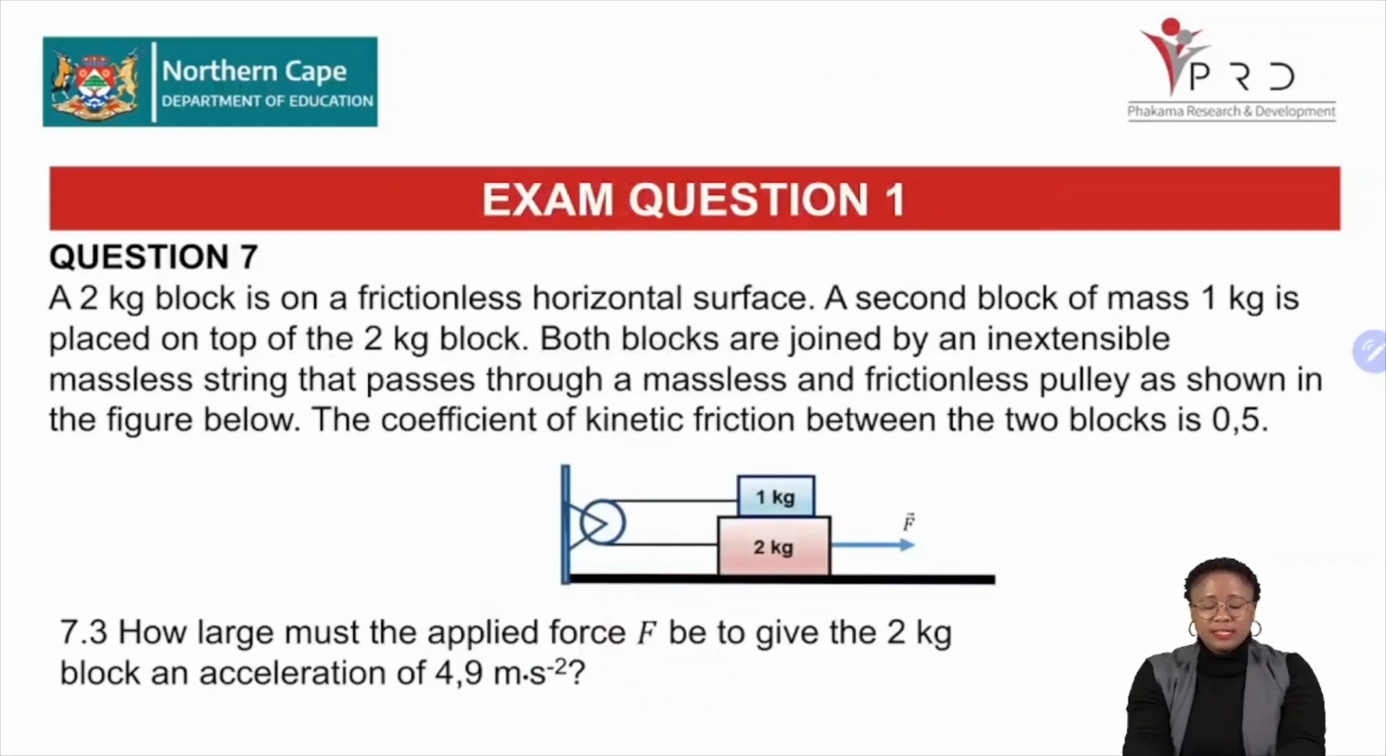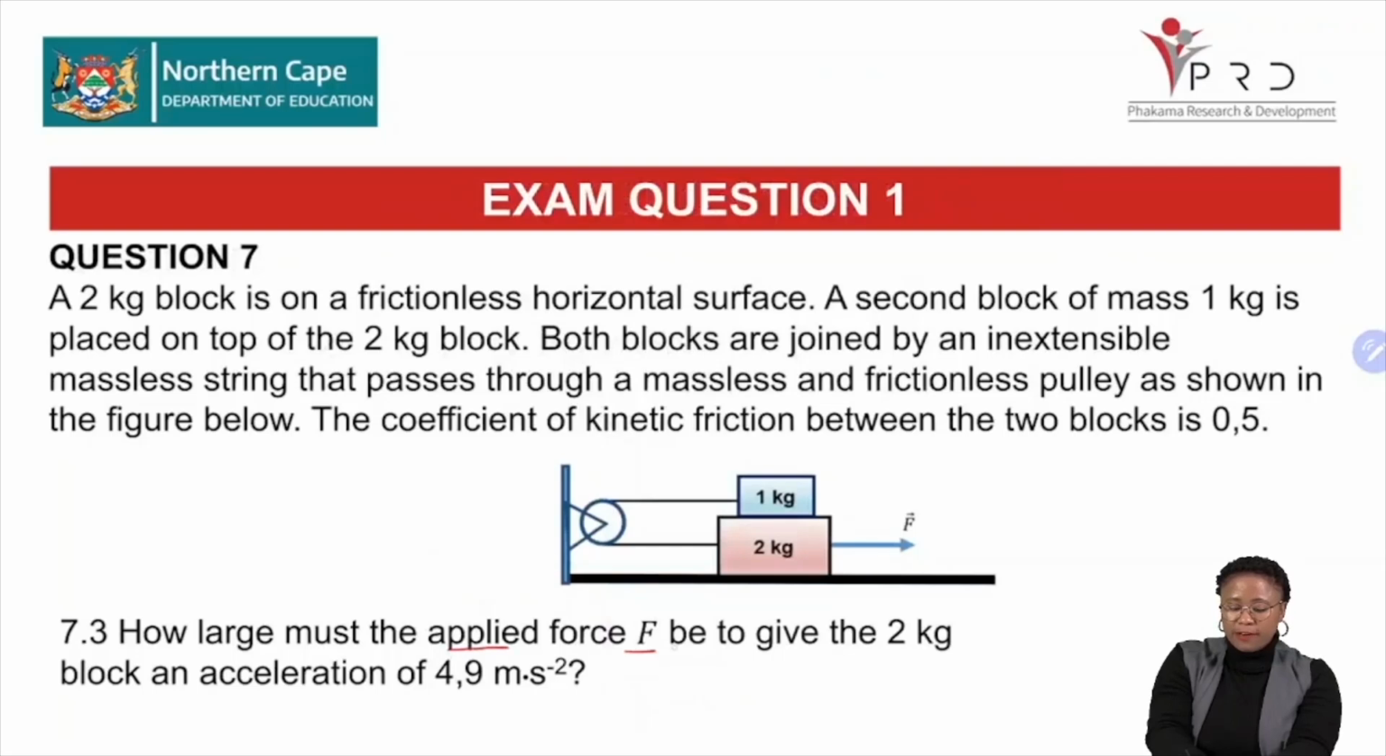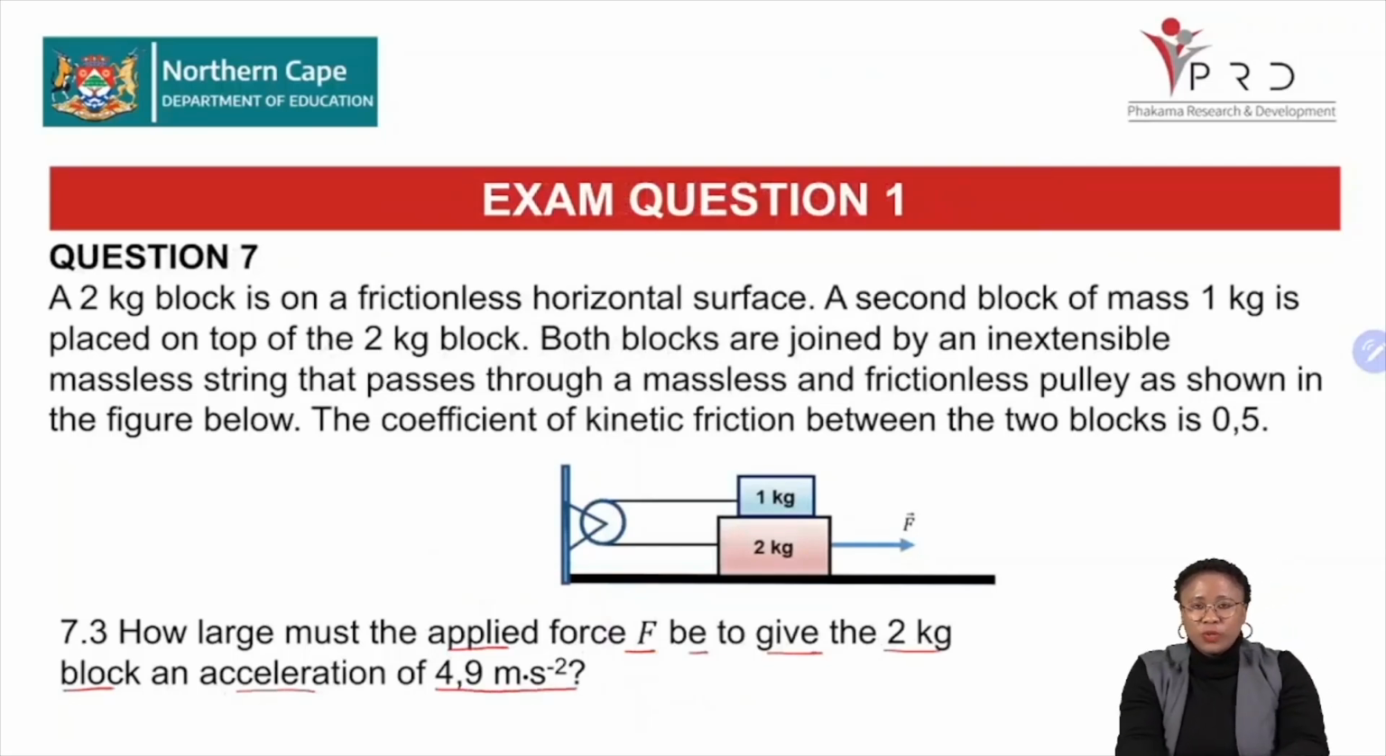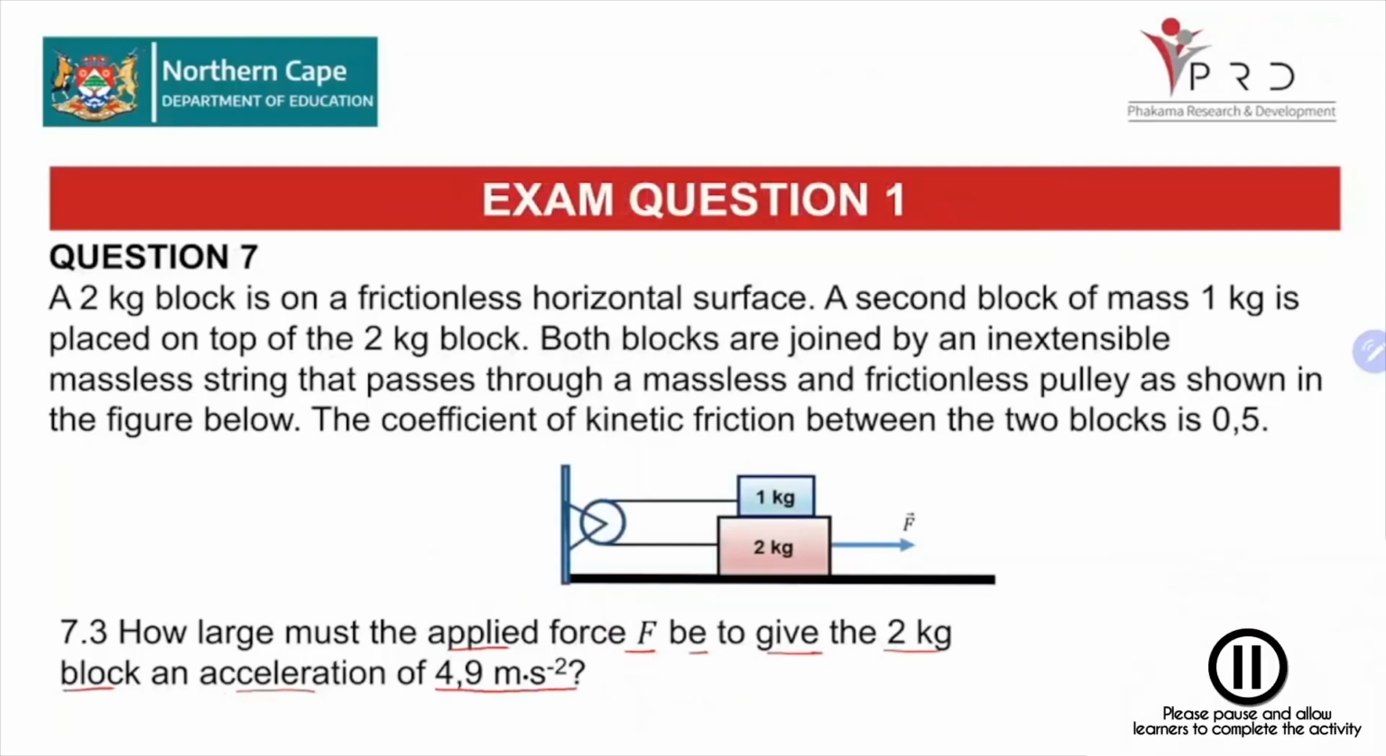The next question says to us, how large must the applied force F be to give the 2 kg block an acceleration of 4.9 meters per second squared? So with this one, I'm quickly going to give you 2 minutes to go through it and try to do it by yourself and see if you can get the correct answer.